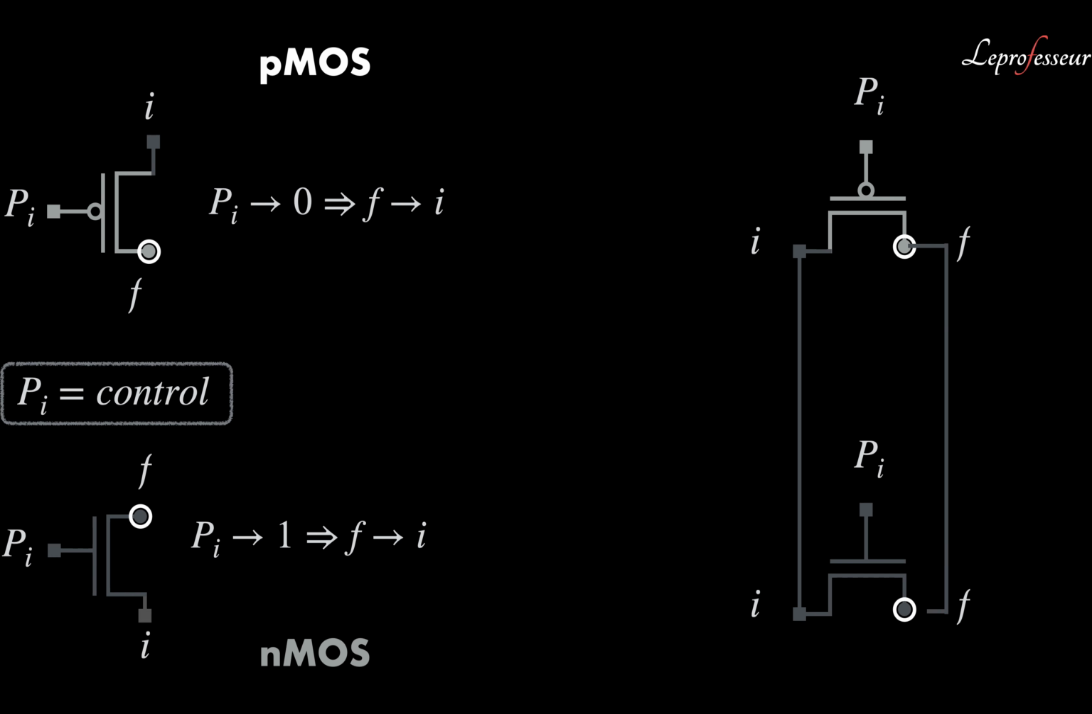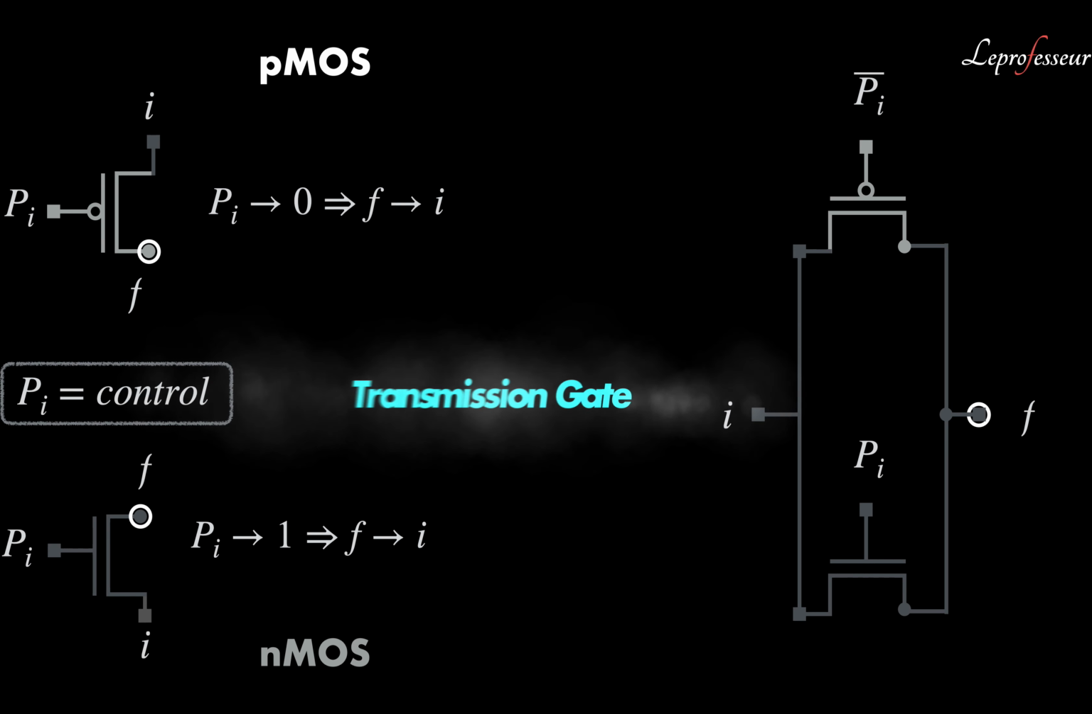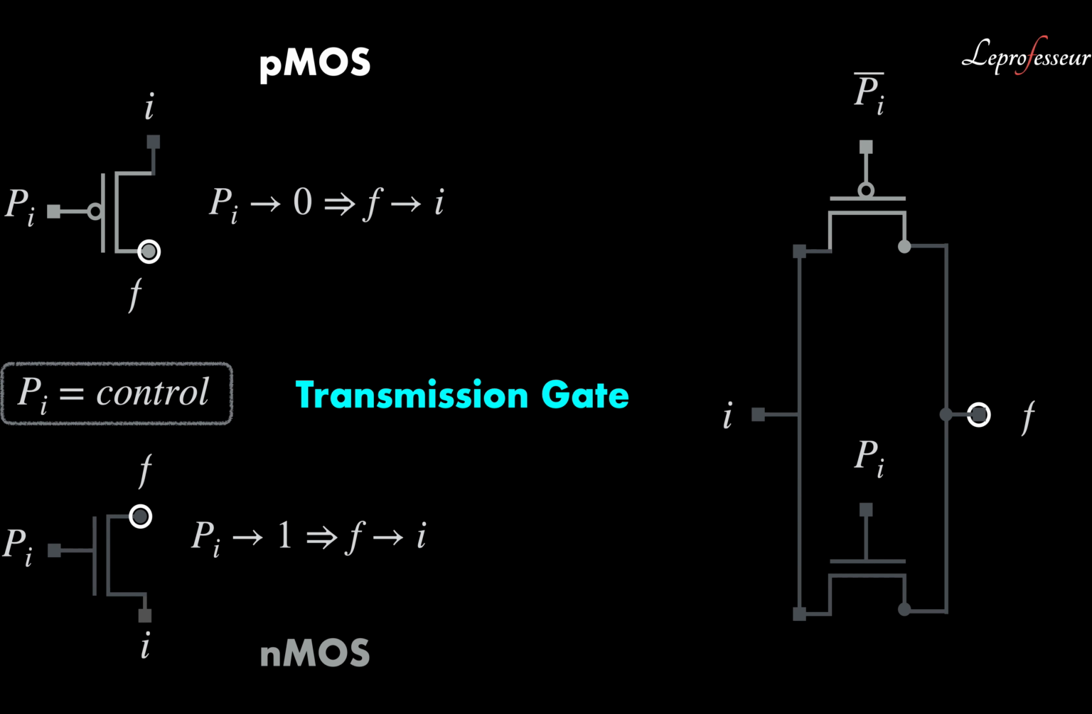We come up with a structure or a circuit. And what if we connect the NMOS gate to the gate control PI, and the PMOS gate to the inverted version of the PI gate control? That's very interesting. This is called a transmission gate structure. All right, now let's see what happens.